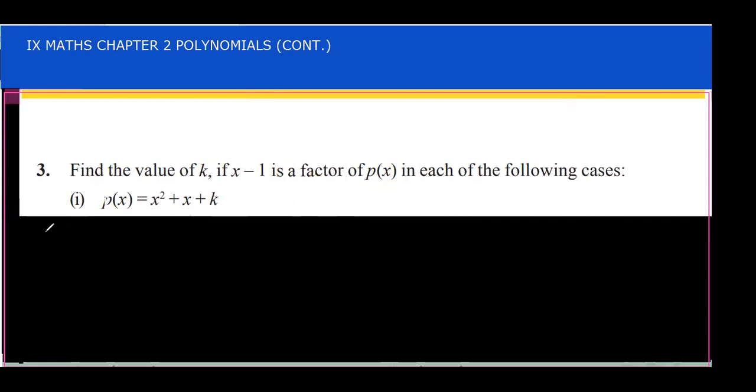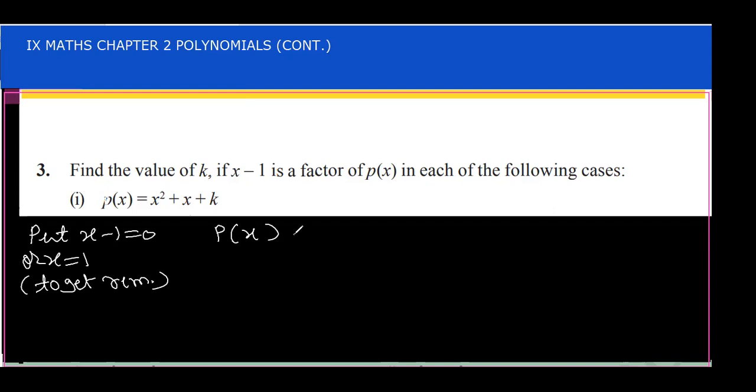So what we do, put x minus 1 is equal to 0, or x is equal to 1 to get remainder. Polynomial p(x) is given here, so that is x square plus x plus k.